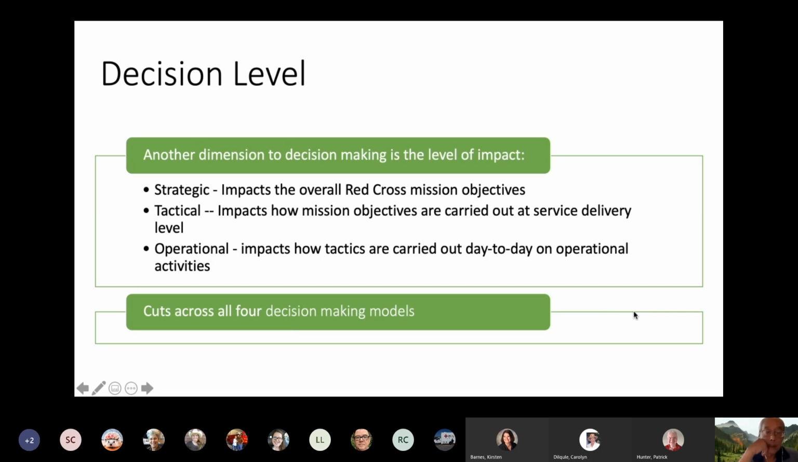So along with these four models, there are levels of decision making. So think of it as, you have the types of decisions, but then there's the level of intensity, or you might say long-term vision of each of these. So for decision making, the level of impact is, you can have decision making which is strategic in nature. Whatever decision you come up with could impact the whole Red Cross mission objectives.